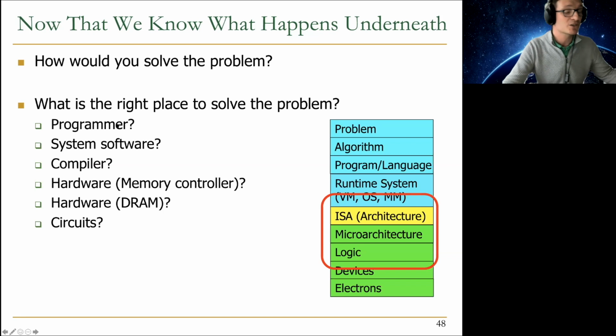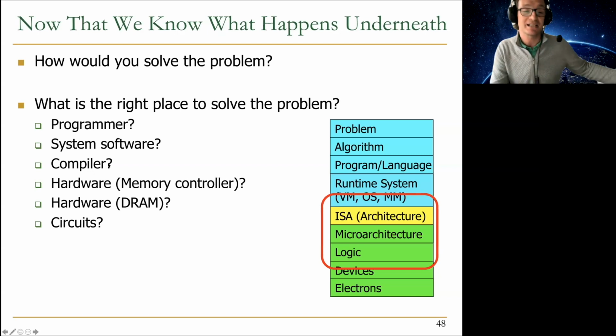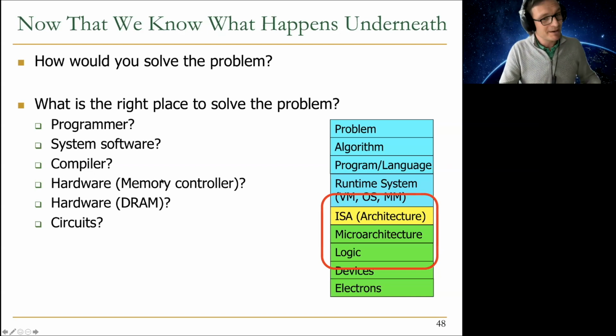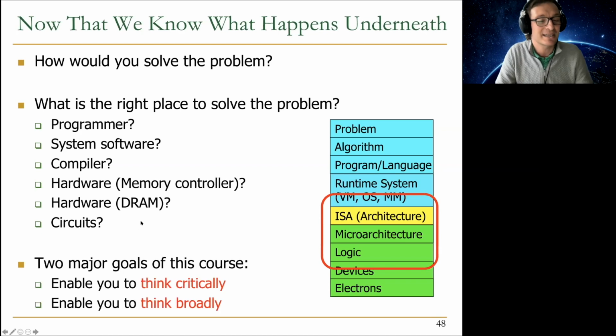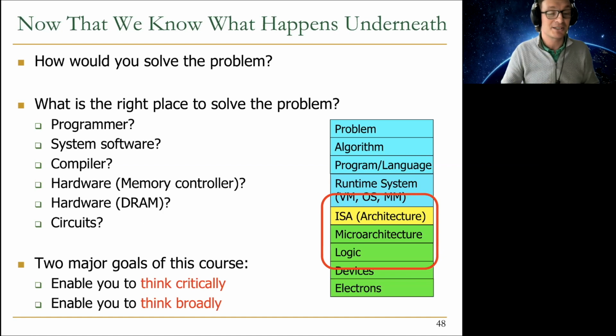Programmer is tough because the programmer doesn't know what other application is running in the system. So system software could be one place. Compiler is tough because you're not compiling multiple applications. Hardware memory controller is a good place to think about this. DRAM might or might not be a place because it could be costly. Circuits, I don't know. So I think you need to think about it. I'm not going to do this thinking now because we don't have time, and I'm going to take a break soon, after I finish this part.